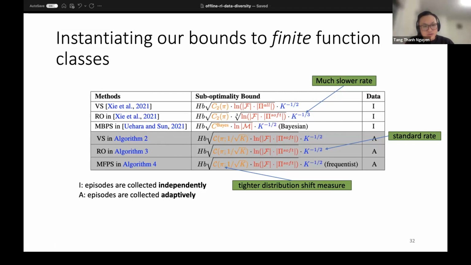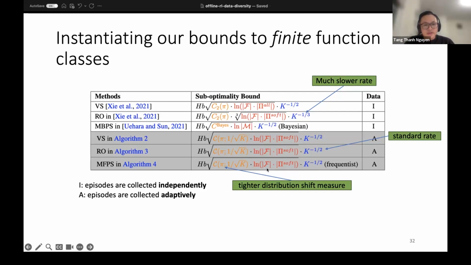The first point I would like to note is that in the regularized optimization paper, they show the unfavorable sample complexity of regularized optimization. Basically, they suffer a much slower rate, 1 over k to the 1/3. However, we show that it's actually the standard rate: regularized optimization can achieve the standard rate. And second, we show that posterior sampling does not only work for offline reinforcement learning, it also performs as well as the version space algorithm.